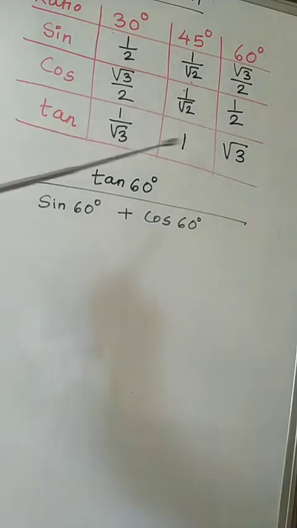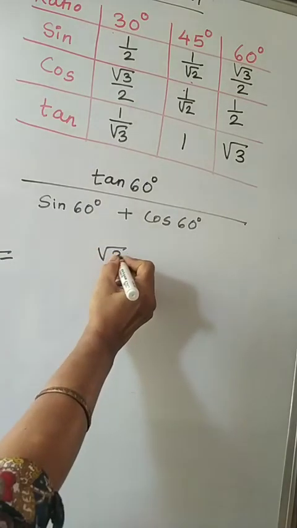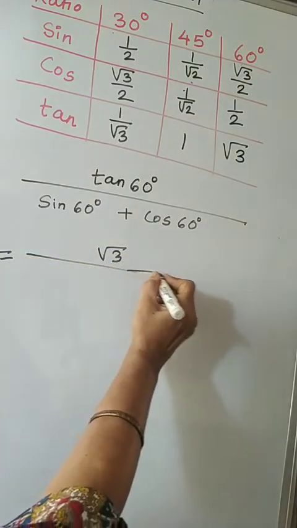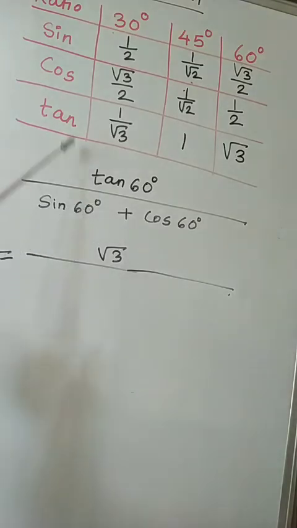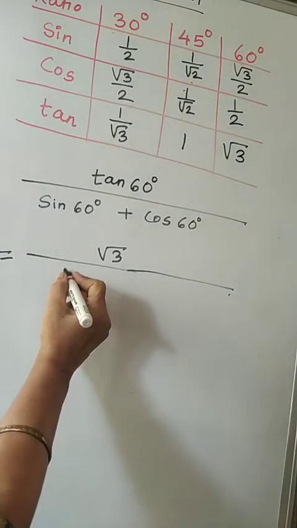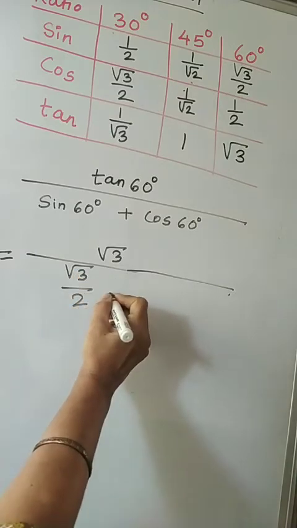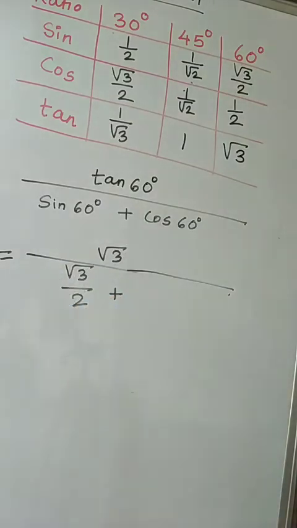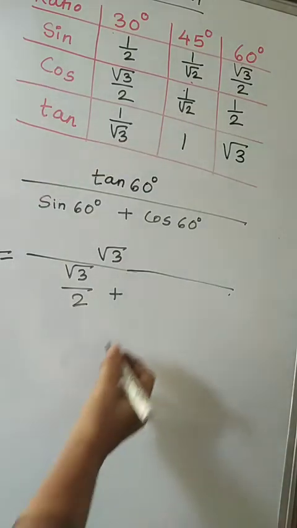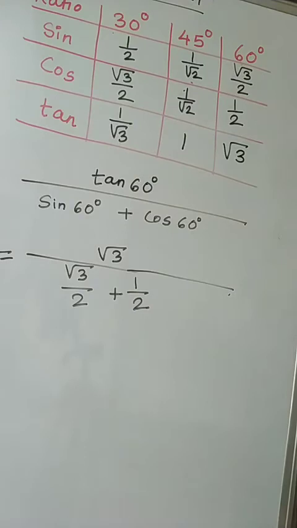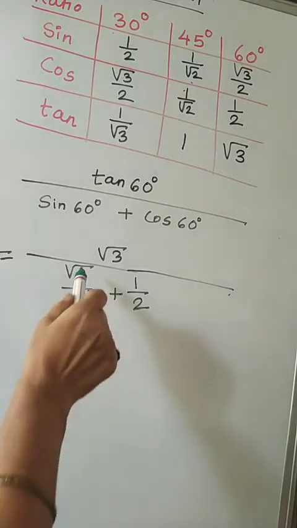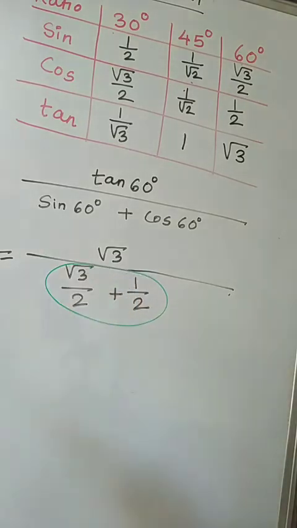Tan 60 degrees is here, so it is equal to root 3 upon, now upon sin 60 degrees, sin 60 degrees is root 3 upon 2, plus cos 60 degrees, cos 60 degrees is 1 upon 2. So in the denominator you will find that there is an addition of two fractions. But it's very simple. Why is it simple? Because 2 and 2 are in the denominator. So this addition is very, very simple.